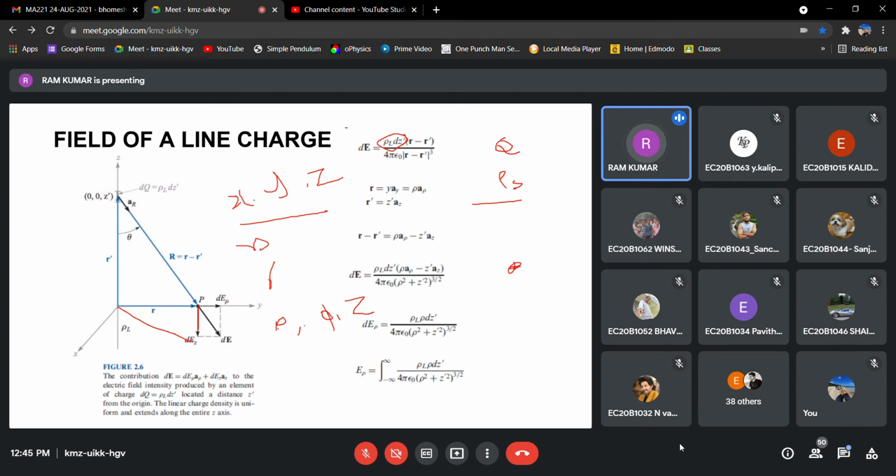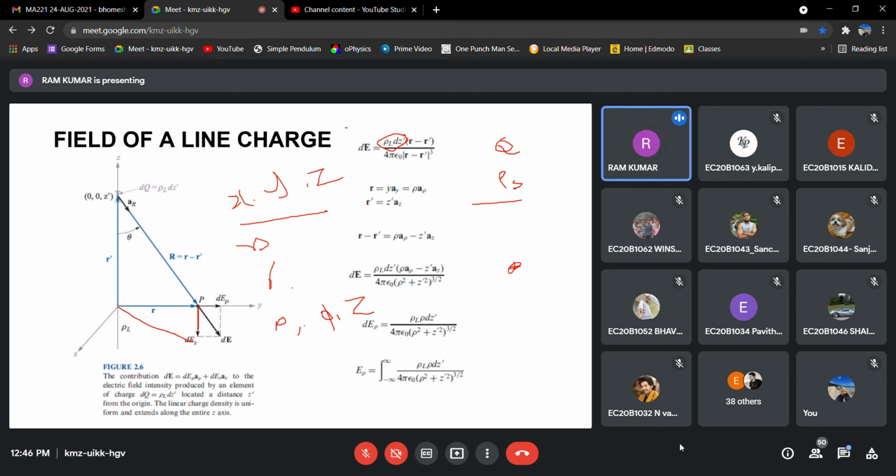Sorry, rho actually, I told this distance, right? No, rho is the distance between the line charge and the point where you are going to measure the field. That is rho. Phi is the angle. Z is the height of the cylinder, when you discuss the cylindrical coordinate system. So rho, phi, z.